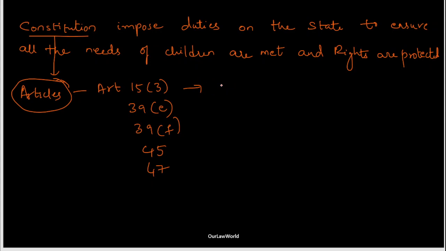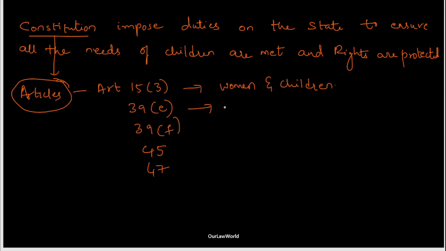Article 15(3) is regarding that nothing in this article can prevent the state from making any special provisions for women and children. So this article covers women and children's rights, and nothing can prevent the state from having the rights for women and children. The next one is 39(e).